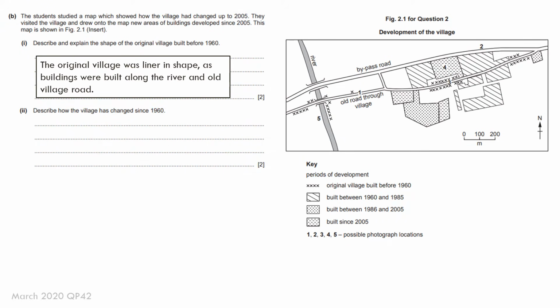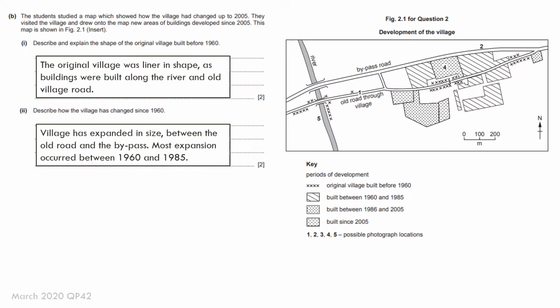The next question asks me to describe how the village has changed since 1960. So again, this is when land use type becomes really important because I can see how it's expanded, and it's definitely expanded in size between the old road and the bypass. Most expansion occurs between 1960 and 1985 because that land use type is the most.